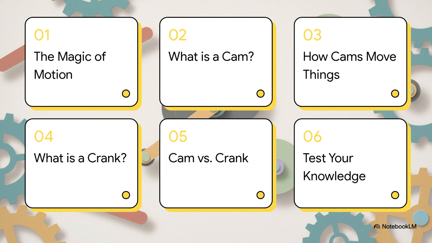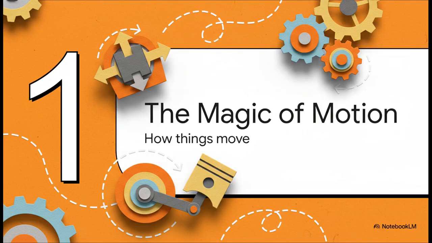Okay, let's dive into our roadmap really quick. We'll start with the magic of motion, then jump right into what a cam is and how it moves things. After that, we'll look at our second mechanism, the crank, compare the two side by side, and finally, test your brand new machine knowledge with a quick activity. Let's get to it. Section 1.